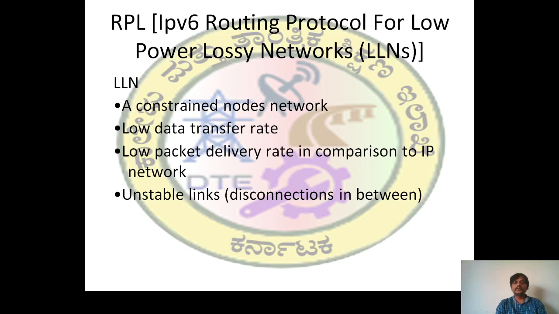RPL, the IP version 6 routing protocol for low power lossy networks, that is LLN. This LLN is a constrained nodes network, and here we can achieve a low data transfer rate and low packet delivery rate in comparison to an IP network, and the links are unstable because of disconnections.